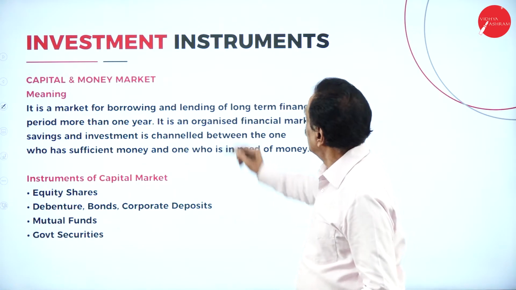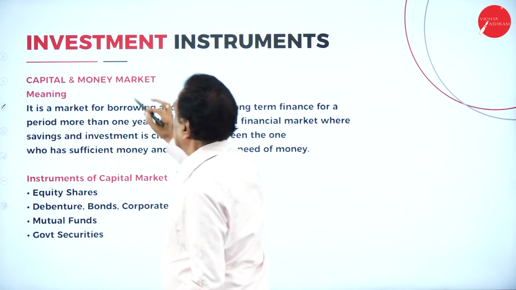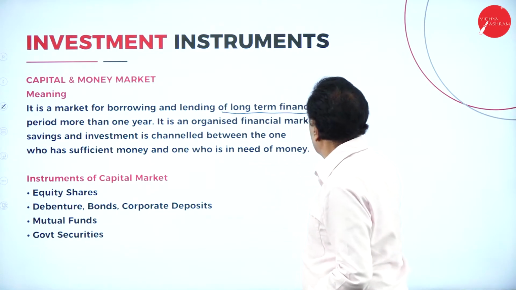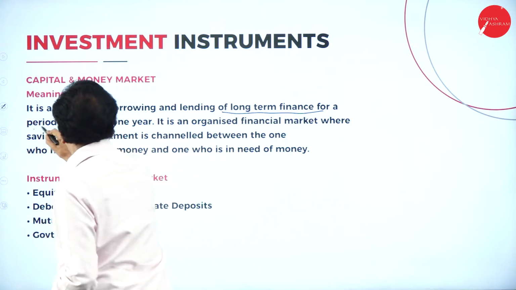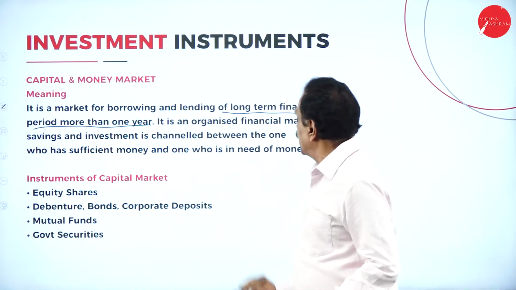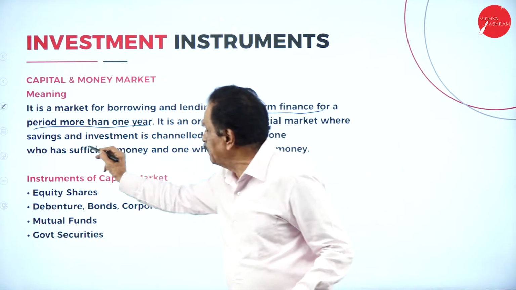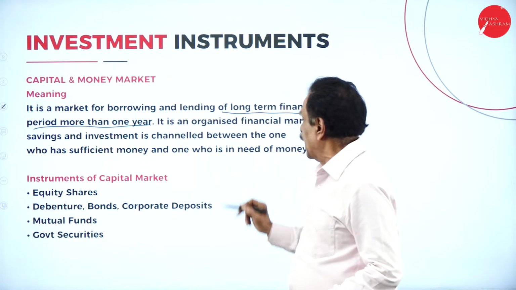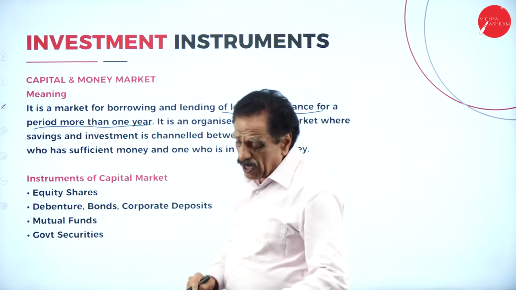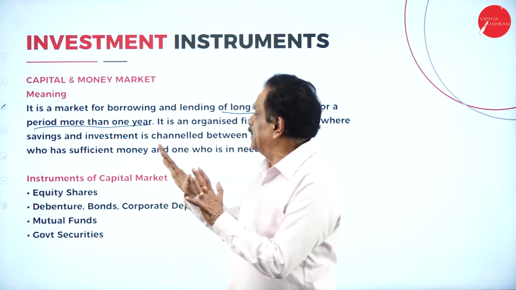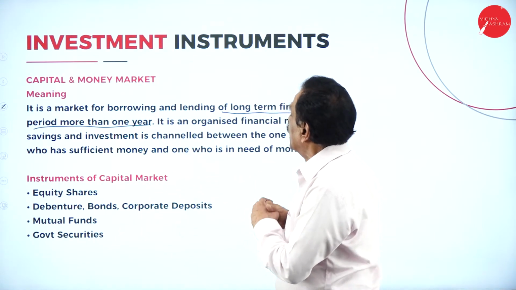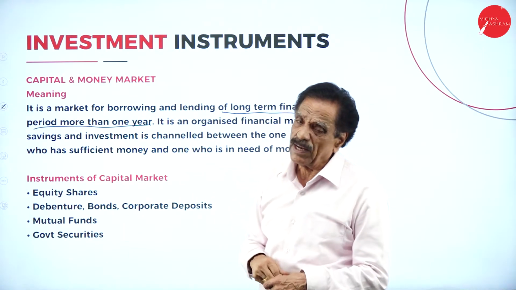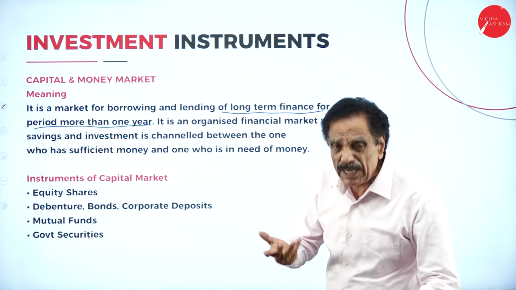Then investment instruments, capital and money market. It is a market for borrowing and lending long-term finance for a period of more than 1 year. Capital market is an organized financial market where savings and investment is channeled between the one who has sufficient money and the one who is in need of money. So capital market is a market for borrowing and lending long-term finance for a period of more than 1 year. So it's lending money for more than 1 year.